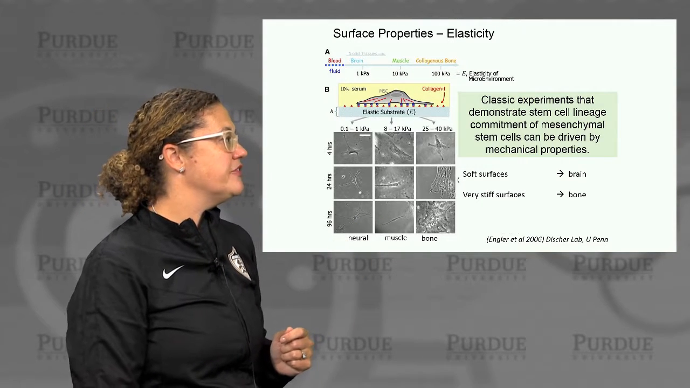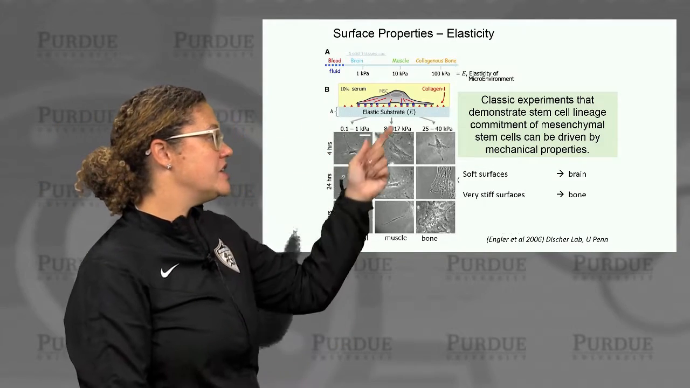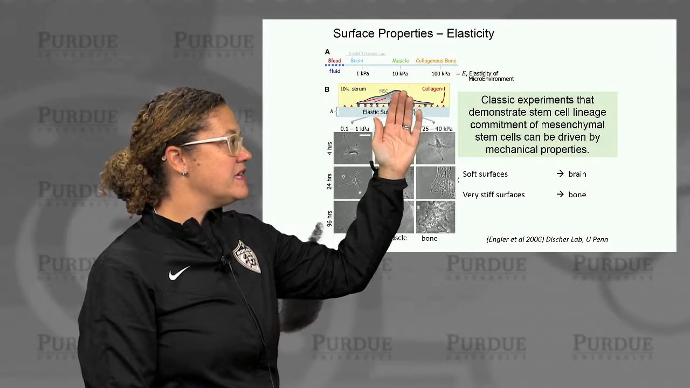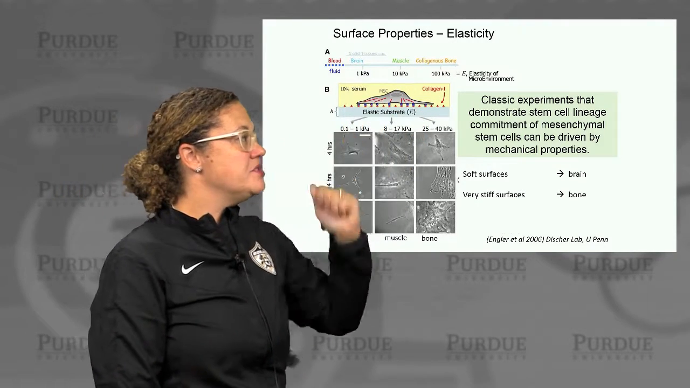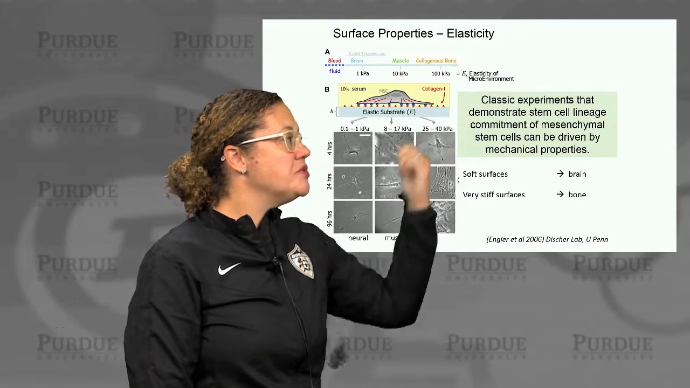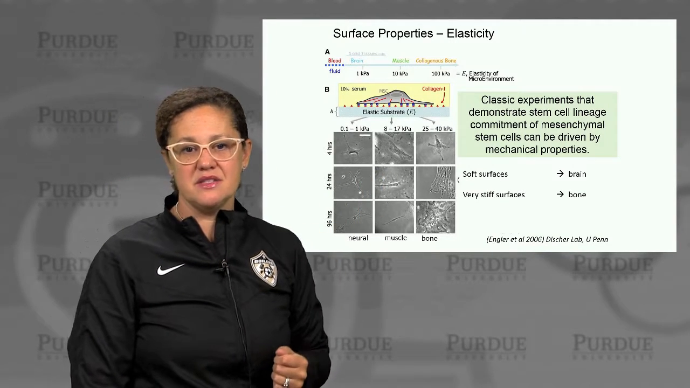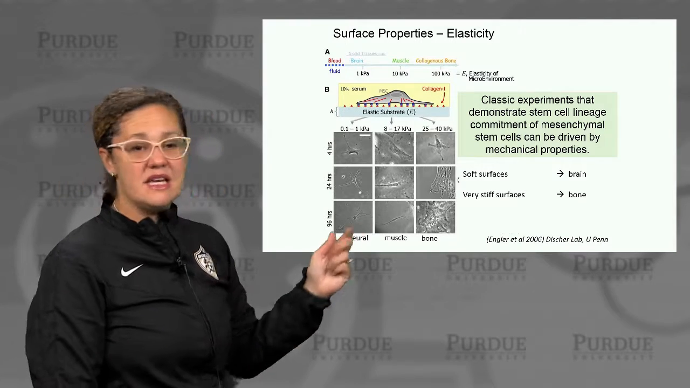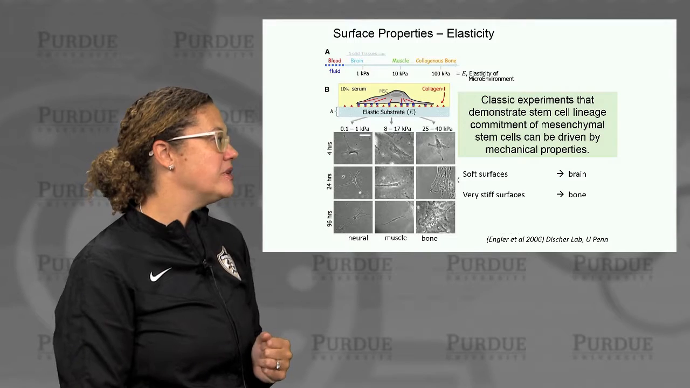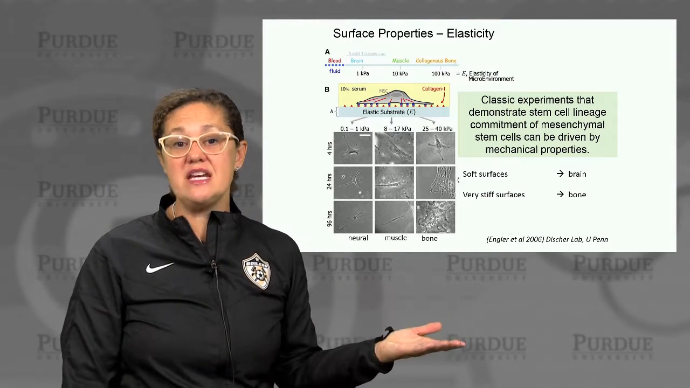you can induce these cells to differentiate into brain-like neural cells if they're on very soft materials, right? And as that material gets more stiff, then you can induce them to differentiate into muscle, or at the most stiff material, you can induce them to differentiate into bone-like cells, right? So this is, as I said, a classic and dramatic example that shows how the mechanical properties of the surface can dramatically influence cell fate and their function.